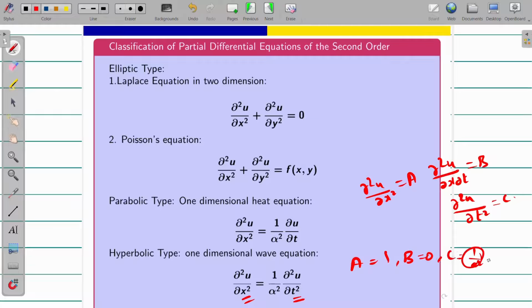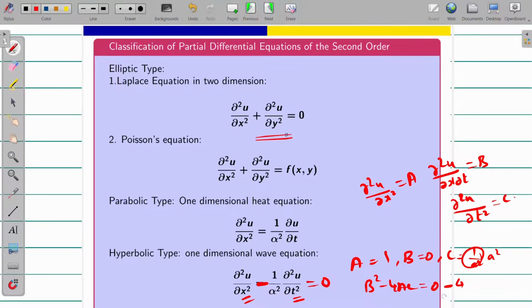1 by alpha square, you can take a square also, it won't be the issue here. So b square minus 4ac is equivalent to b square 0 minus 4... sorry, we have to take everything into the left hand side, guys, and then only we have to solve. Take it into the left hand side, which is equivalent to 0. The equation should be like that.